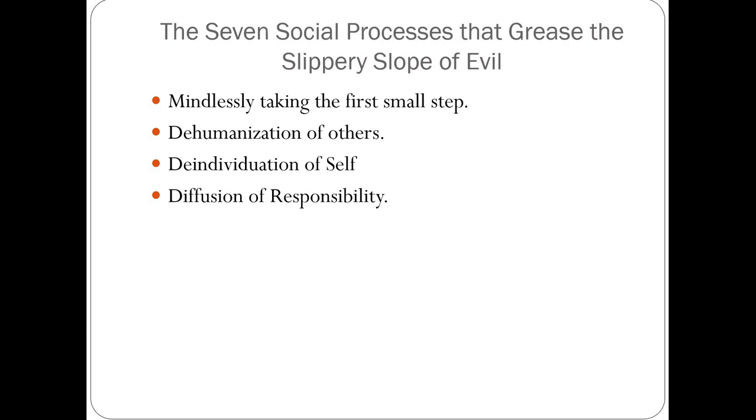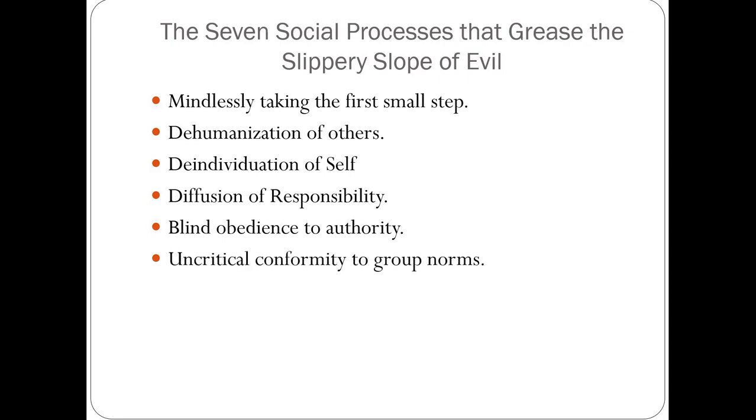The next one is blind obedience to authority. In the Stanley Milgram experiments, some people really blindly obeyed authority. All this person was dressed in a lab coat, just a lab coat, and didn't really have any power over them, but the whole situation just kind of took over.